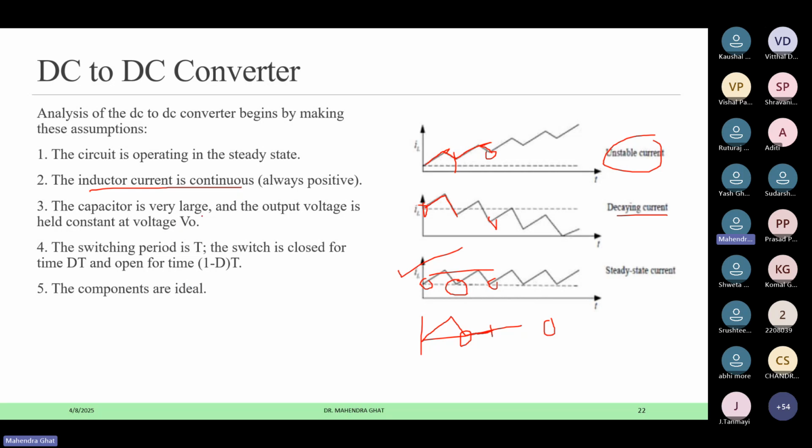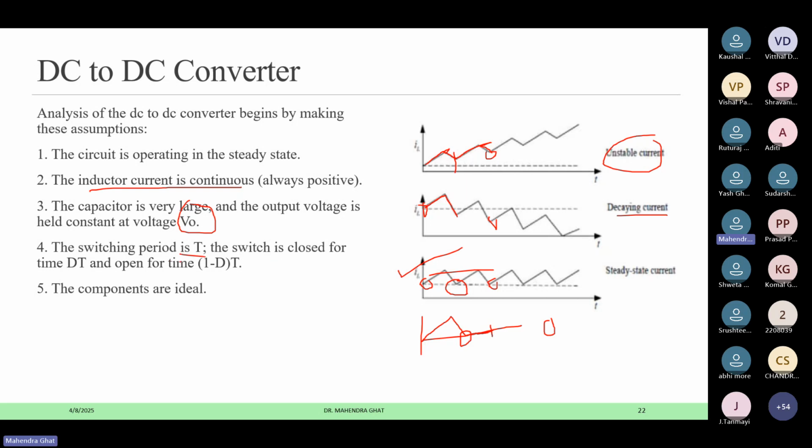The capacitor is very large and the output voltage is held constant. Whatever ripples are there will be absorbed by the capacitor and you will get a constant output voltage. That is also an assumption we make in our derivation, but ideally it will not be there. If we consider the non-ideality, you can derive for that as well. The switching period is T, which we already considered.